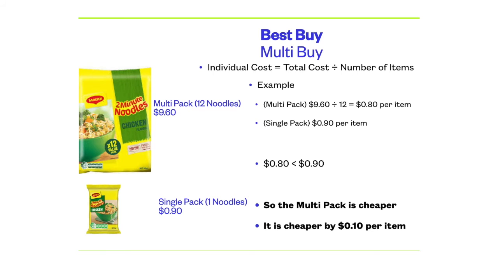The single pack has a cost of 90 cents per item. 80 cents is cheaper, so we can see that the multi-pack is cheaper than the individual packet, and it's cheaper by 10 cents per item.